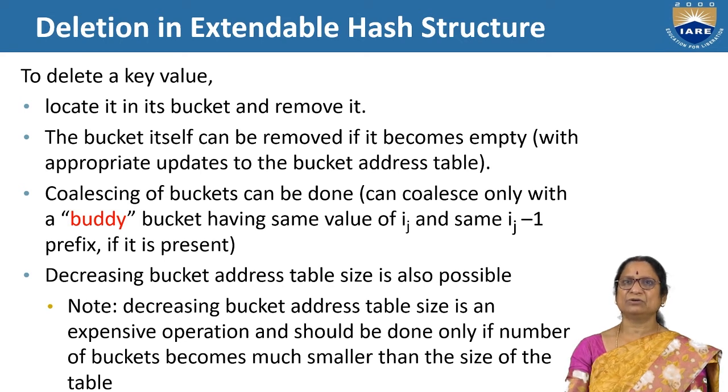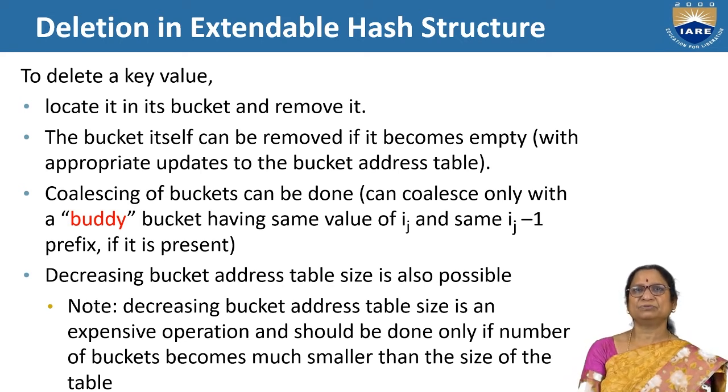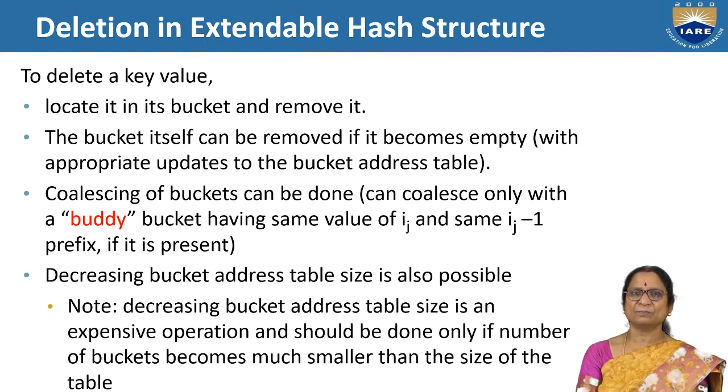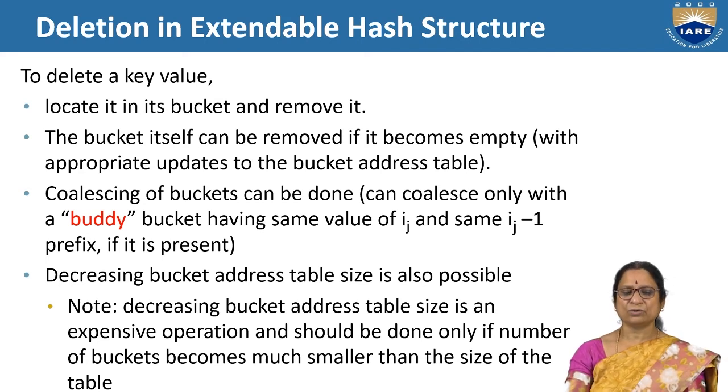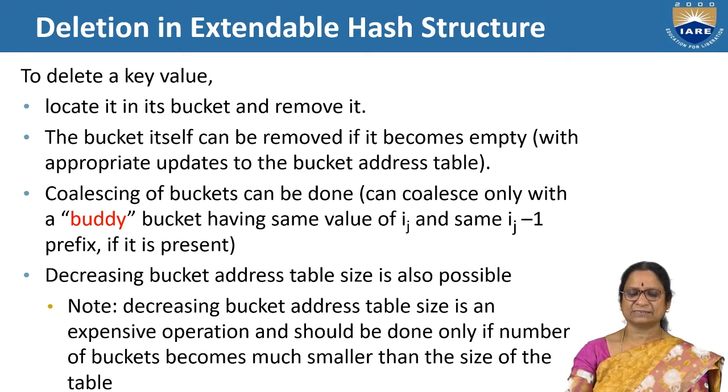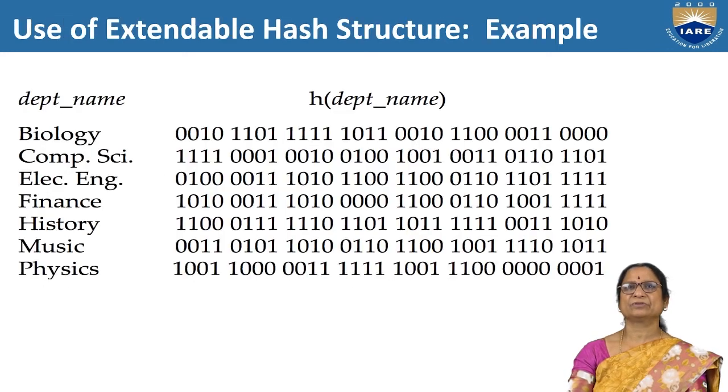The same applies to deletion. First, we have to find the location of the bucket and remove the record. If the bucket becomes empty, it can itself be removed. So appropriately, the merging process has to be done, with coalescing of the buckets. Whenever we use this coalescing of buckets, only a bucket having the same value ij and the same ij minus 1 prefix will be retained and the other bucket is deleted. Like that, decreasing the bucket address table size is also possible.